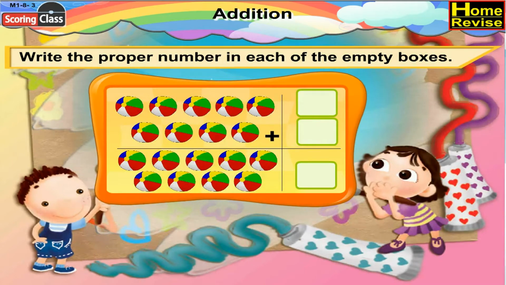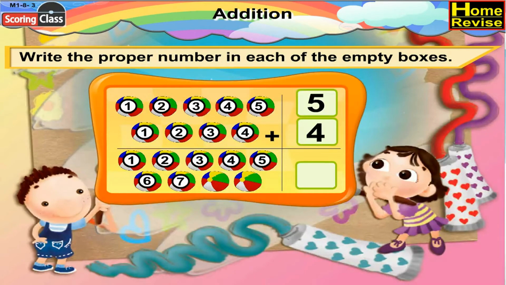Let us see the balls. Here we have 1, 2, 3, 4, 5. 5 balls. And here we have 1, 2, 3, 4. 4 balls. Now 5 plus 4 would be 6, 7, 8, 9. 9 balls.